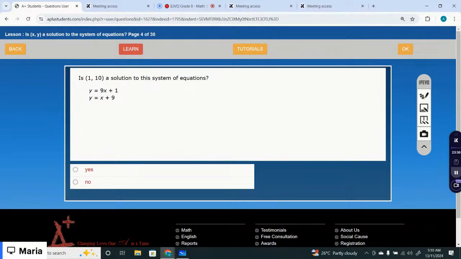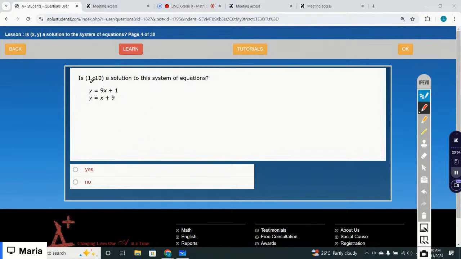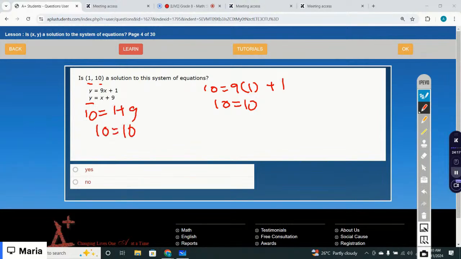Is (1, 10) a solution to the system of equations? x is 1, y is 10, right? y is 10. 9 times 1 is 9 plus 1, 10 is equal to 10, right? Let's just plug in the second equation. y is 10. 1 plus 9, 10 equals 10. So the correct option is yes.